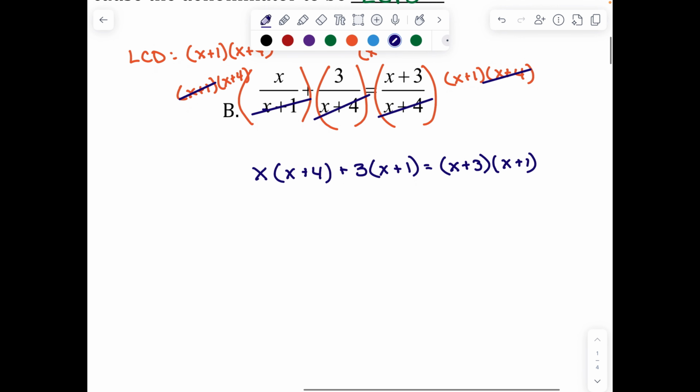So from here, I'm just going to do some multiplying. So I have x squared plus 4x plus 3x plus 3 is equal to x squared. This will give me plus 4x plus 3.